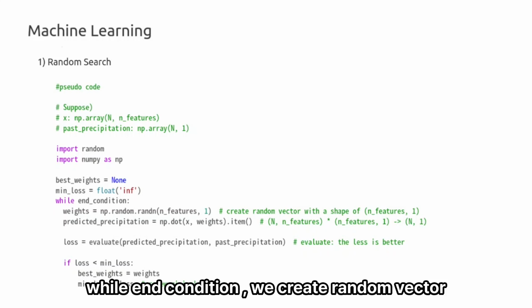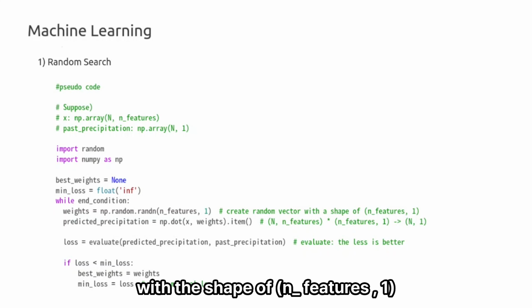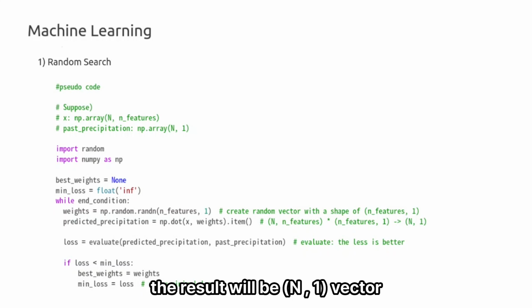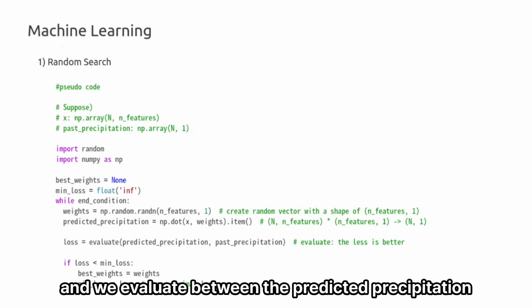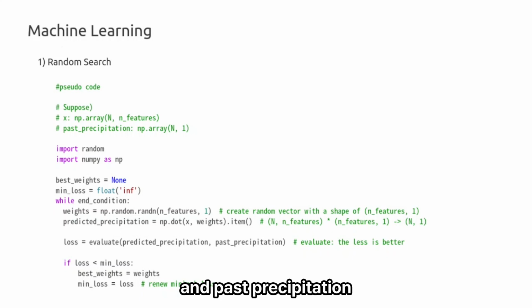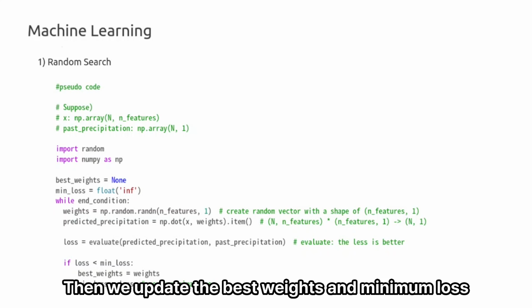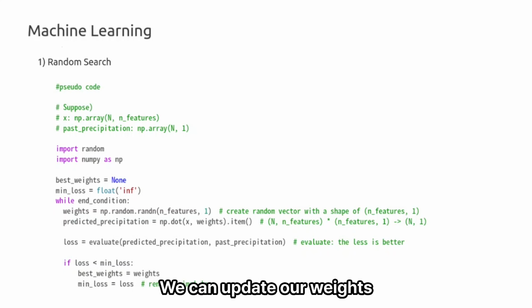While the end condition is not met, we create a random vector with the shape of number of variables by 1. If we take the dot product between X and the weight, the result will be an n by 1 vector. And we evaluate between the predicted precipitation and past precipitation. The evaluator function will produce the loss, and less loss is better. If the loss is less than the current minimum loss, then we update best weight and minimum loss. In this way, we can update our weights to predict precipitation better.